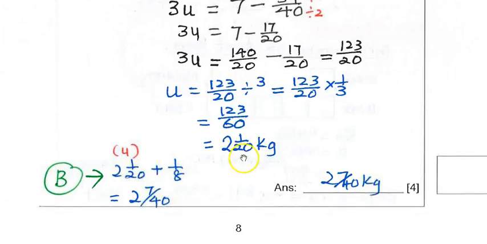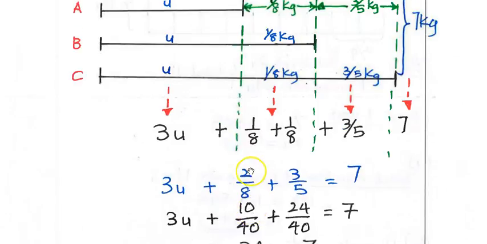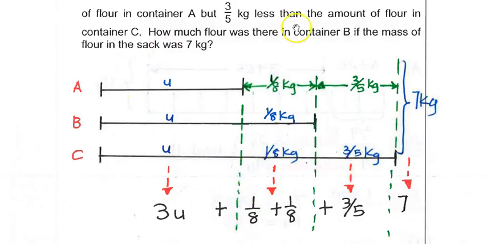Now next, B. Alright, if it says find out something, right? Find the weight of container B. Container B is U plus 1/8. That's what you need to find out.